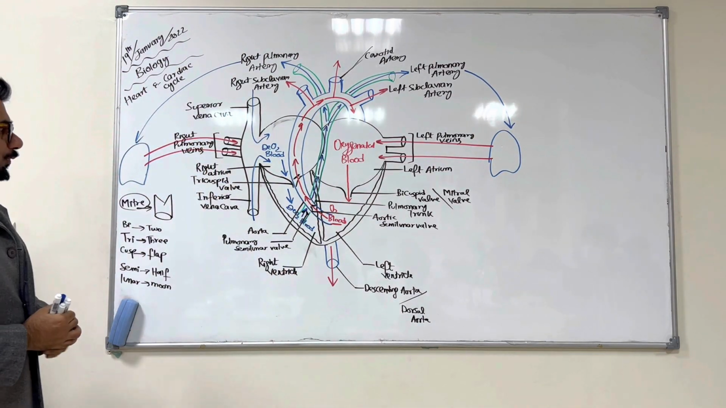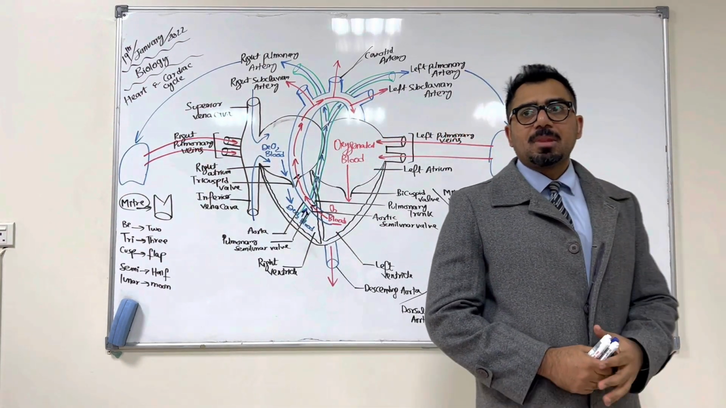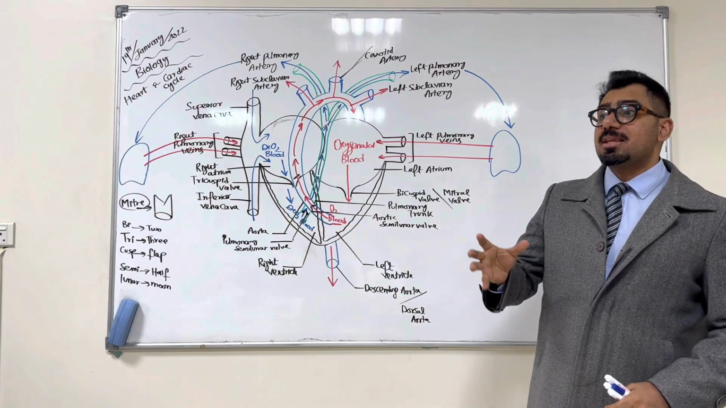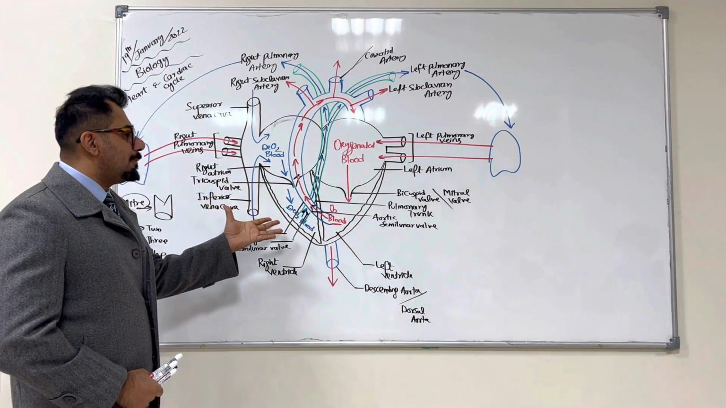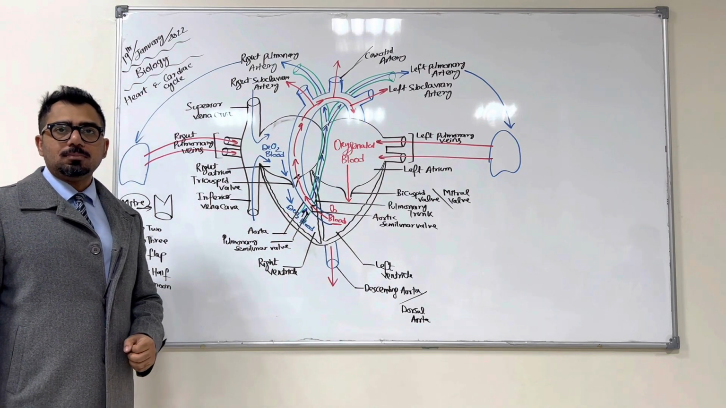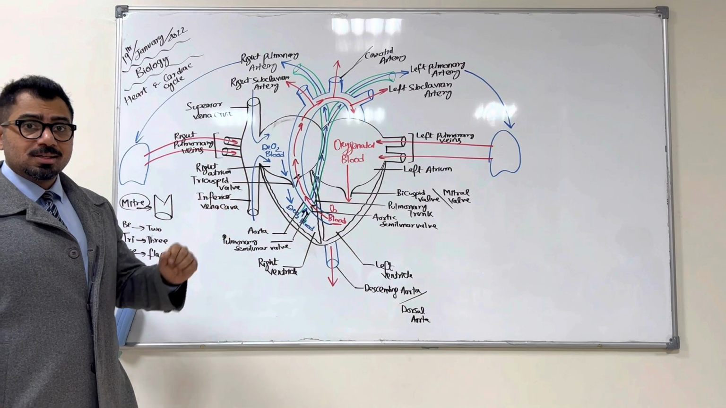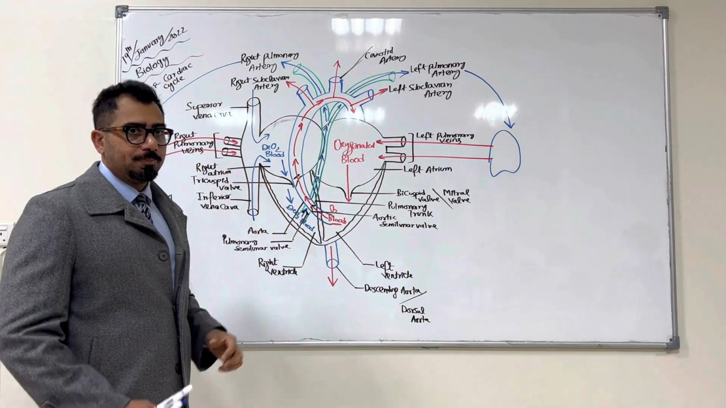The flaps of these semilunar valves are the shape of the half moon, right? So as they are the shape of the half moon, that's why they are called semilunar valves, right? Still the labeling is not finished. There are a few more things you need to know.